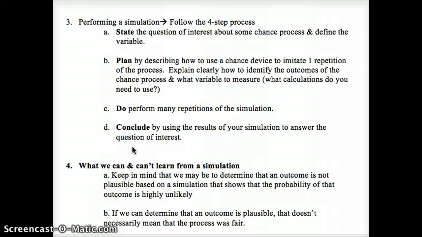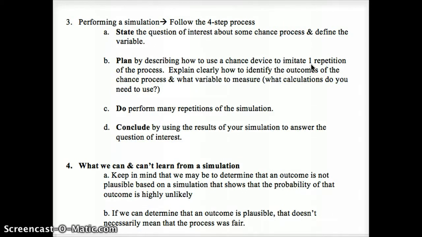We will plan by saying what process we're going to use, what outcomes satisfy it, and what our sample space is, which we're about to talk about. We're going to describe in depth how to go through one repetition of the process, so somebody else trying to repeat our process could do the same.